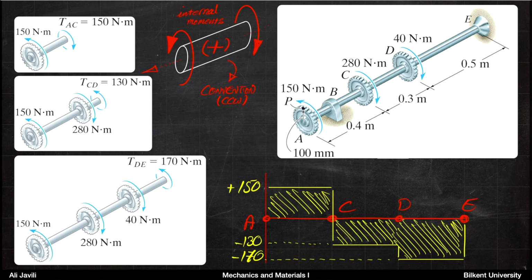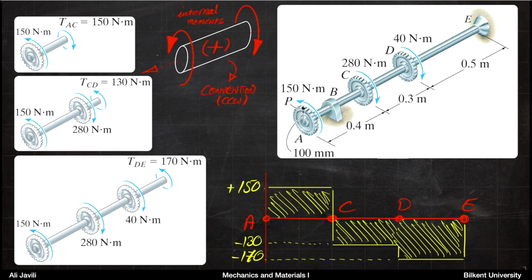If you do that, then you can see that on this end, this is your external end. So you have this 150. So your internal end would be here. And in order to have equilibrium for this section, you need 150 Newton in that direction. So that is a plus 150 Newton meter. So plus 150 Newton meter would be the torque from A to C.